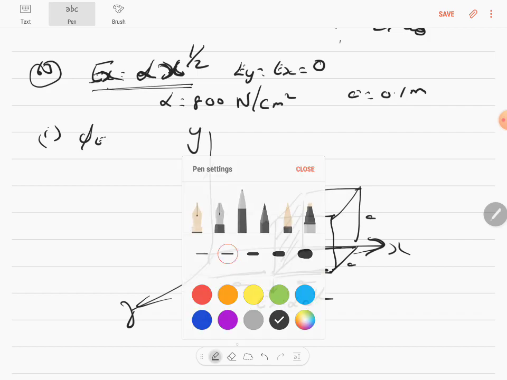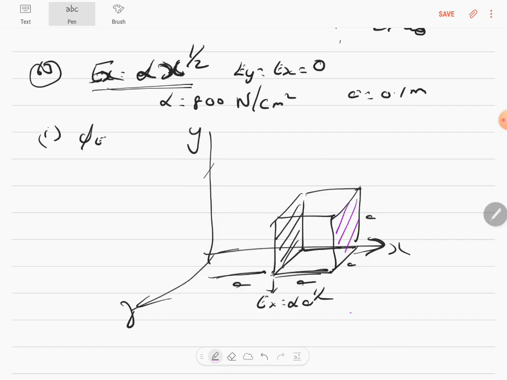What about the right face? Let's call this the right face, and here this is the electric field on the left and this is the electric field on the right, which will be alpha into what distance would it be? It's A plus A, 2A, the whole to the power 1 by 2. So this is the value of the specific electric fields on the left and the right.